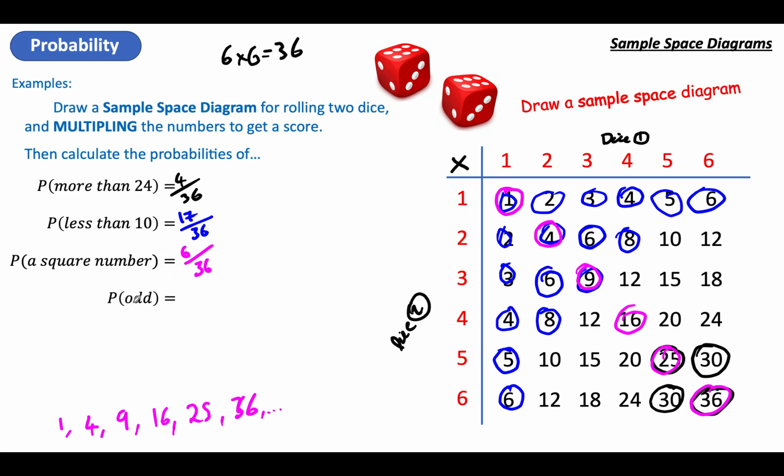What about the probability of an odd number? Now, there's going to be loads of these, so let's get a completely different colour and start crossing things off, I think.